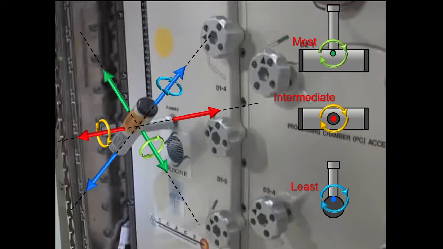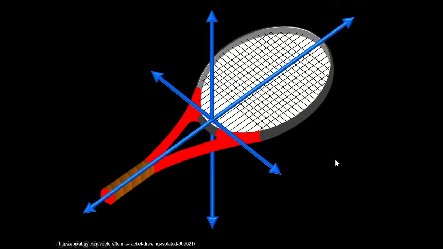And this is known as the intermediate axis theorem, that there's different axes that it could rotate about, but the one that has the intermediate amount of rotational inertia is going to be unstable. The axis that has the most and the least rotational inertia is going to rotate in a very stable way. And it is also known as the tennis racket theorem.